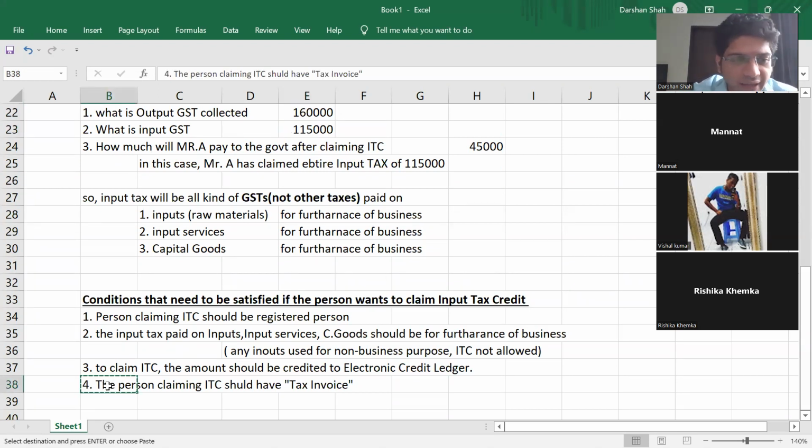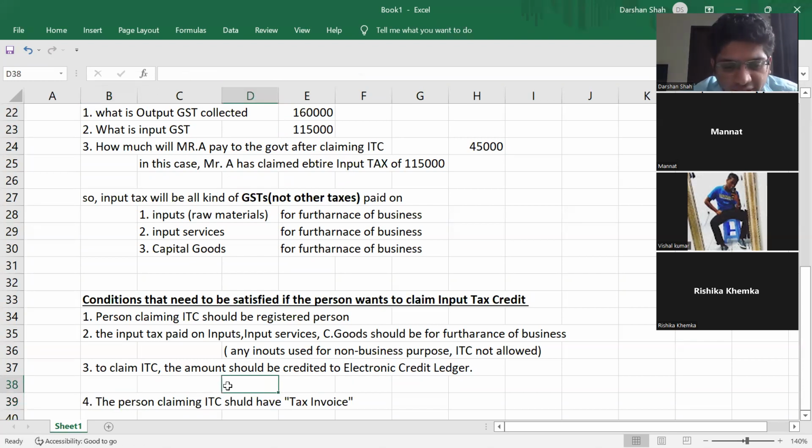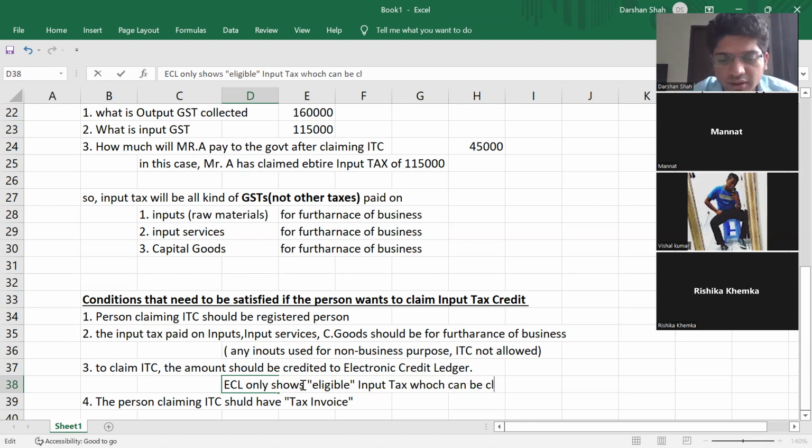Okay, so I'll add a line over here. The electronic credit ledger only shows eligible. Okay, so for example, any input that you have used for personal purpose, that is also input tax, na? That is also input tax, but that is not eligible input tax, right? So electronic credit ledger only shows eligible input tax which can be claimed.